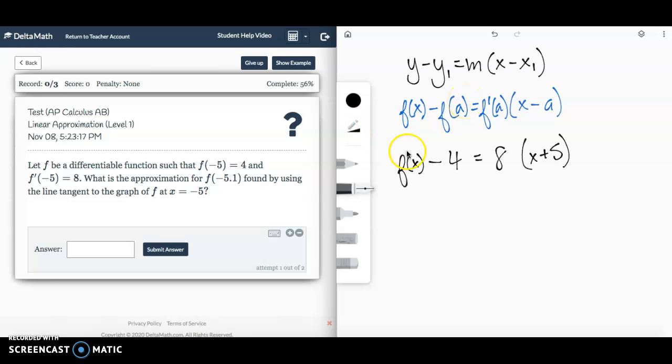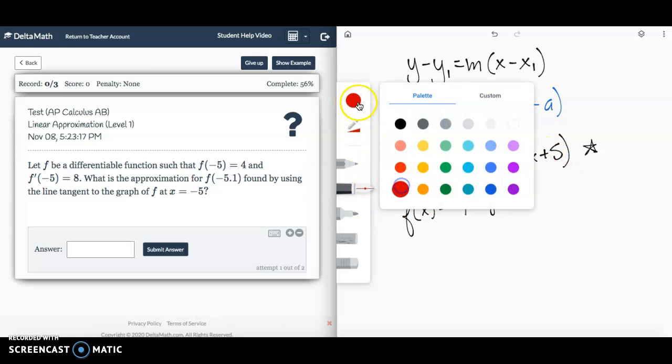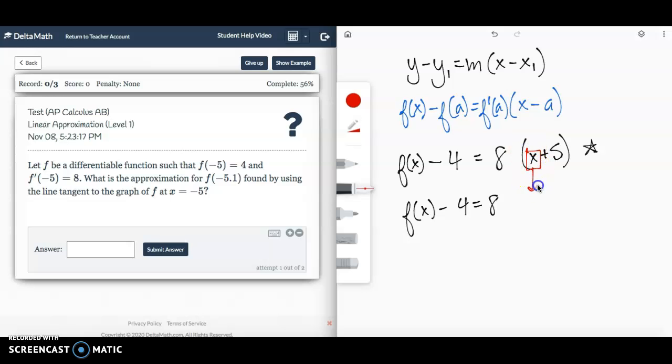Okay? And the whole reasoning behind that is because then they don't have to give you an equation, right? They can just tell you particular values to be using. Now, the important part about this is we found the equation of the tangent line, but they want to know now what is the approximation for f of negative 5.1 using this equation. So basically they're saying, I want to figure out what f of x is if your x value is now negative 5.1.